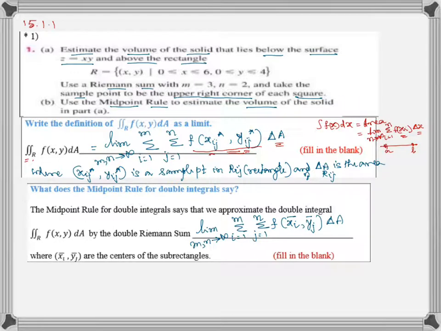We'll see how these two are applied for our problem, where z equal to xy, or f of xy equal to x times y.